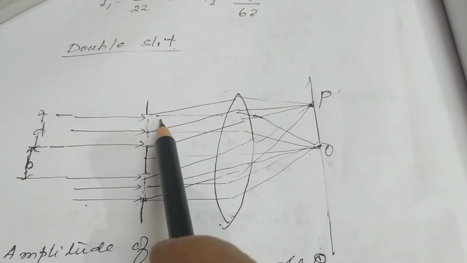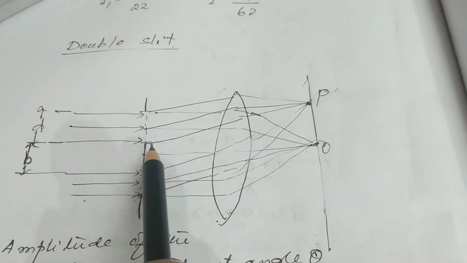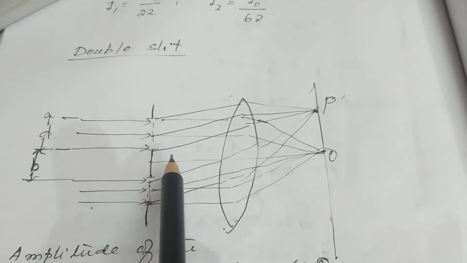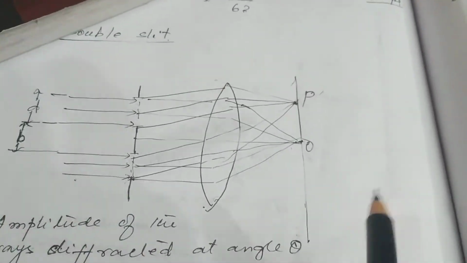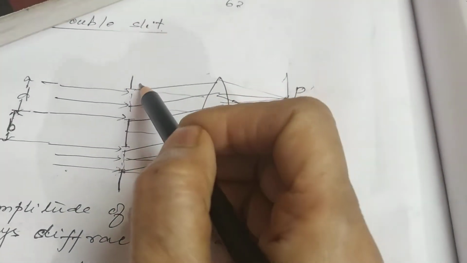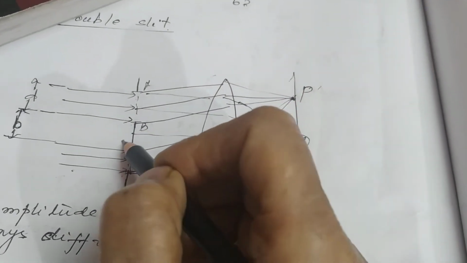Dear student, in the last video I have covered diffraction by a single slit and I have shown how the intensity varies with theta, or rather alpha. Here now we have two slits. Let these be A, B and C, D.